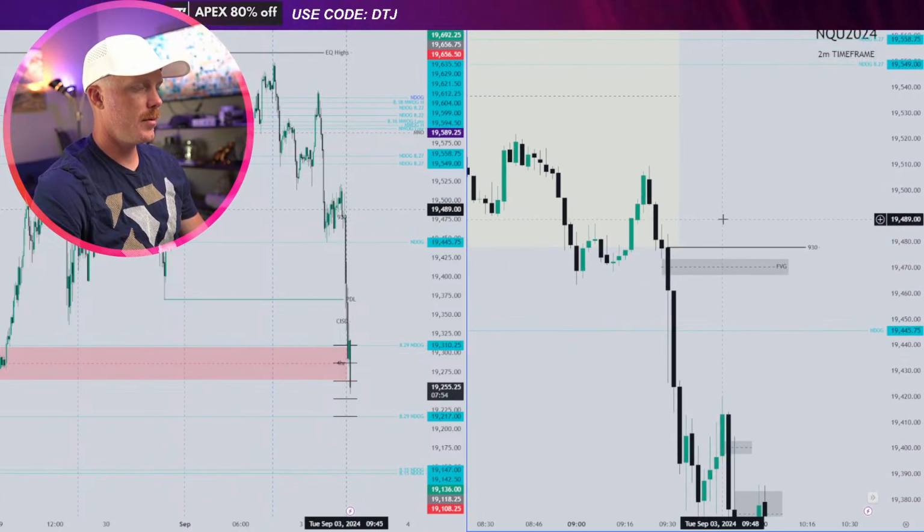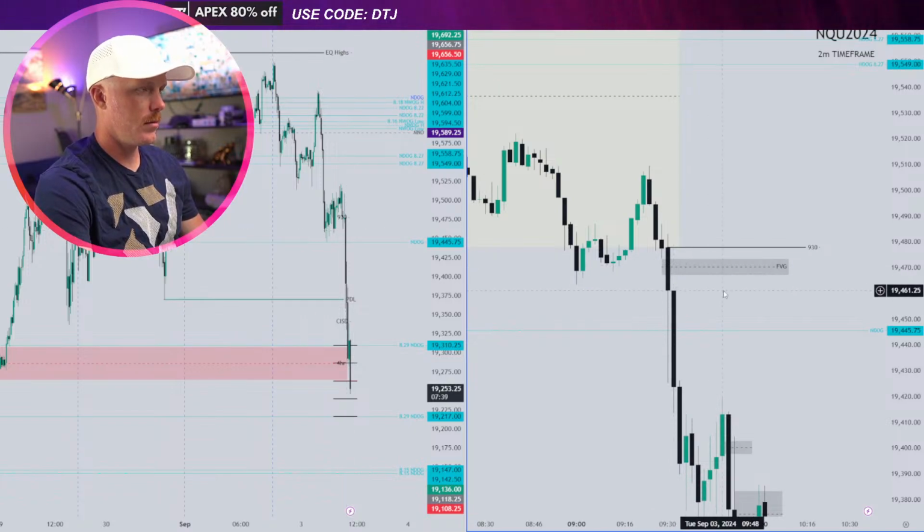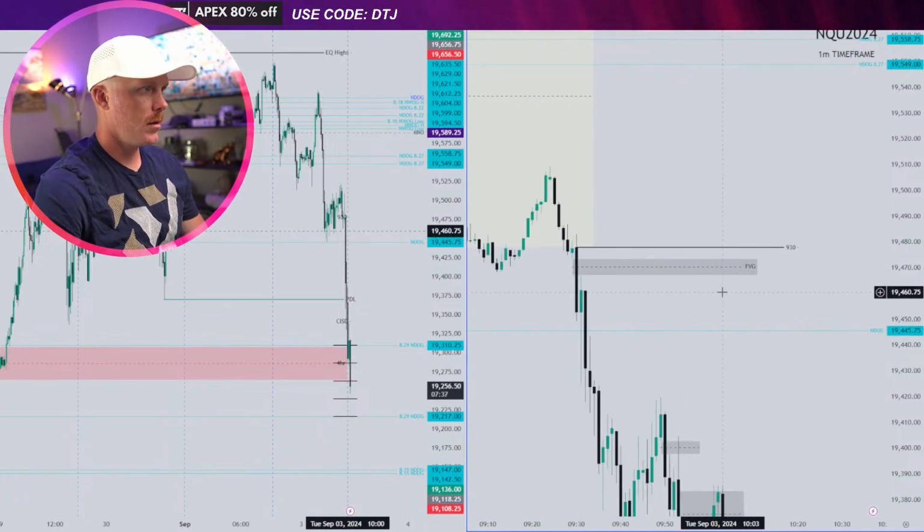Even right at the open, we have only this wick of, what is it, 5 handles. And then we just drop, giving us this first, oh wait, no, that's wrong. Yeah, wick right here and a drop.